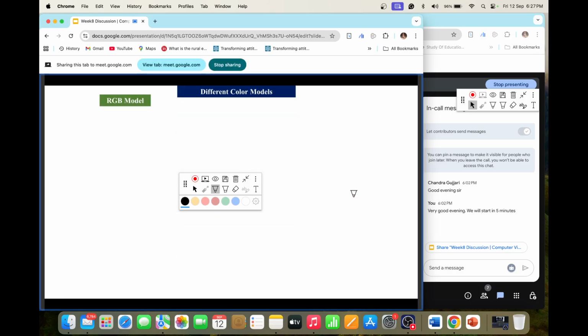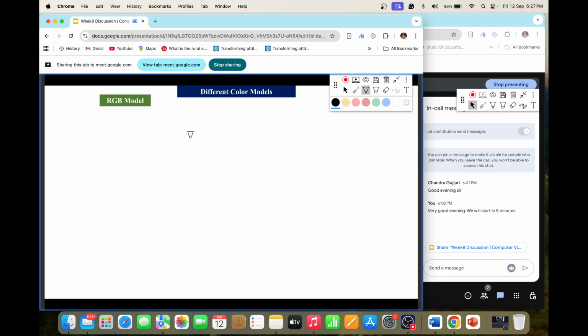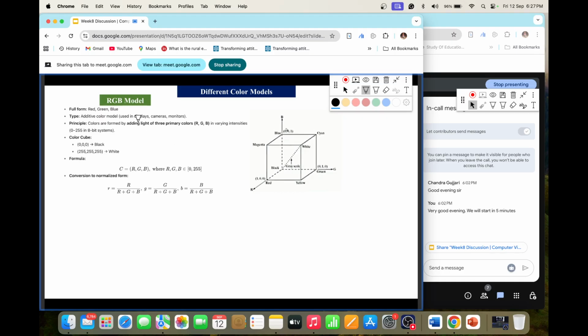Okay, now we have different color models. From here actually the main part of your theory starts. So we have different color models. First is the most important color model that we have been discussing again and again, that is the RGB model. R means red, G means green and B means blue. So this is the additive color model, used in display, camera and monitor.